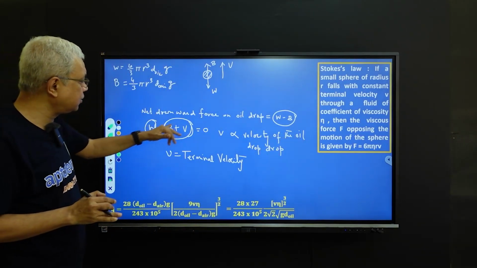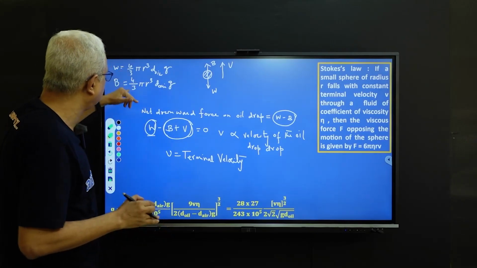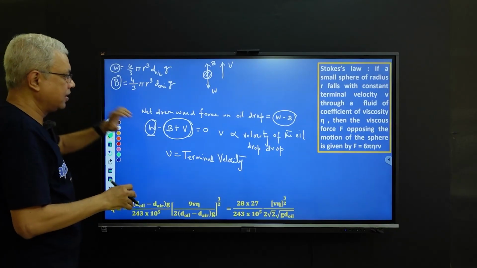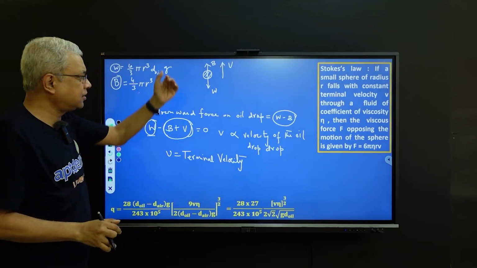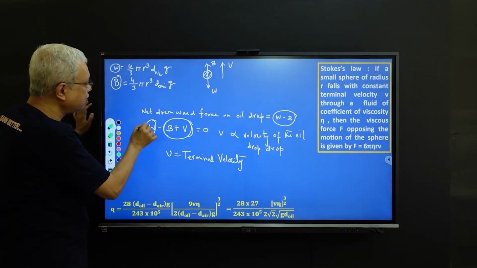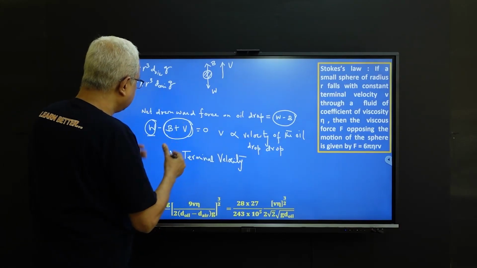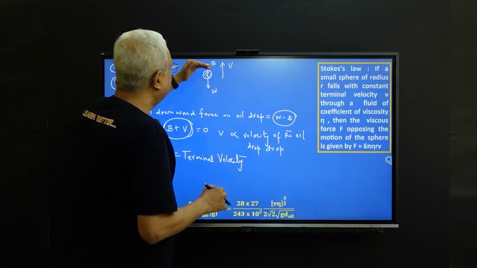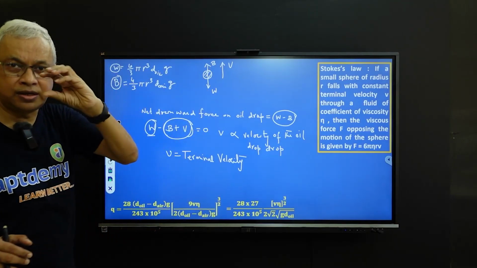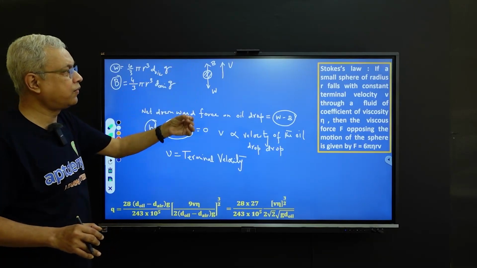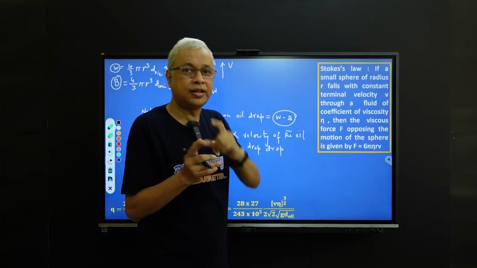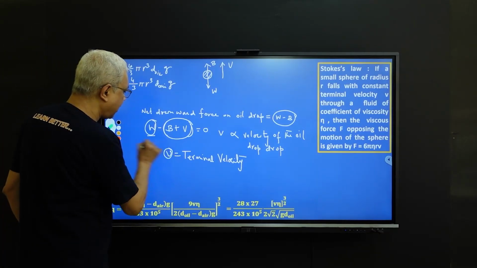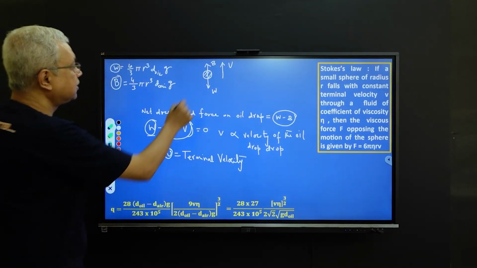And ultimately, these two forces are not changing, because these two are W and B. This is constant, this is also constant. So as the viscous force increases, W minus B plus V is decreasing, and ultimately, when W becomes equal to B plus V, the spherical ball starts falling with a constant velocity, and that velocity is the terminal velocity. If I call v the terminal velocity, this is small v and this is capital V.